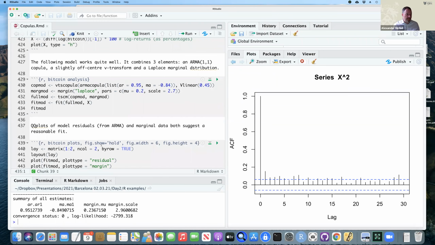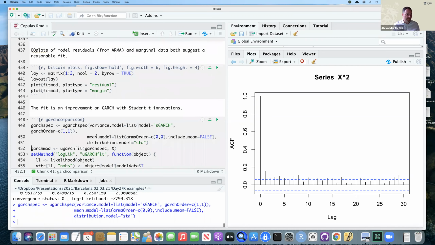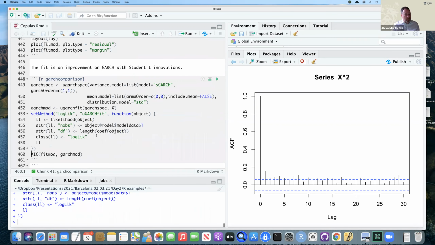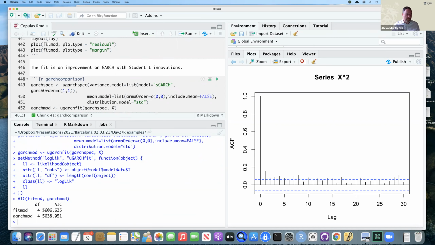And the point is that this model here can beat GARCH. So I'm going to fit a GARCH to the same thing. And what you see is that with the copula model, you can get much lower AICs than with GARCH models, meaning, AIC is something you calculate from the log likelihood. So we can actually get some superior fits using copula models for these data with stochastic volatility.